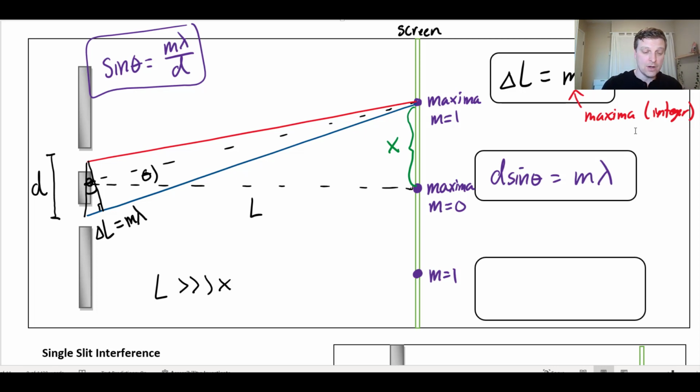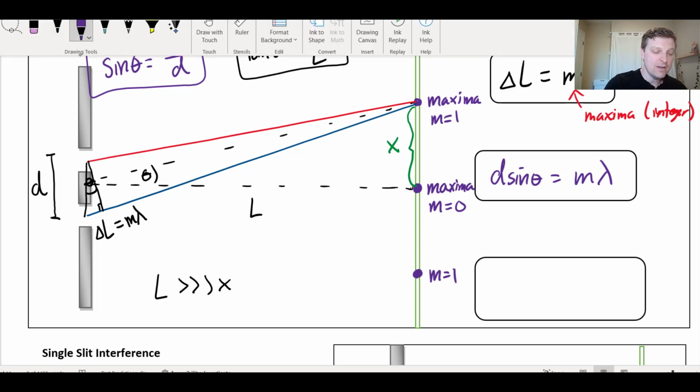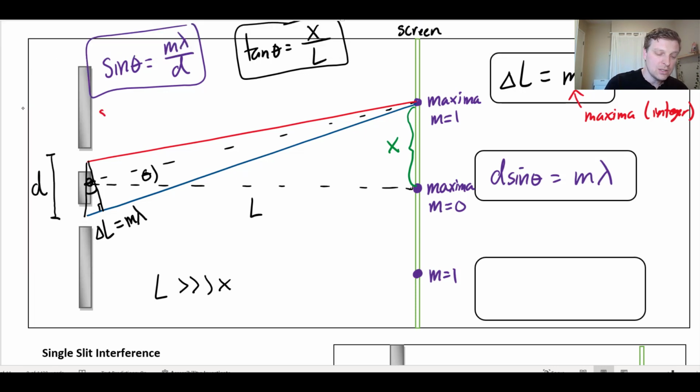But let's take this a step further. Let's look at this triangle here, the dotted triangle. Well, I could take the tan of theta, and tan of theta is going to equal x over L. Okay, so I've got another formula. And this is the weird part. Because theta is very, very small, and this only works because theta is very small, we can use the small angle approximation. So since theta is very small, then the sine of theta is approximately equal to the tan of theta.